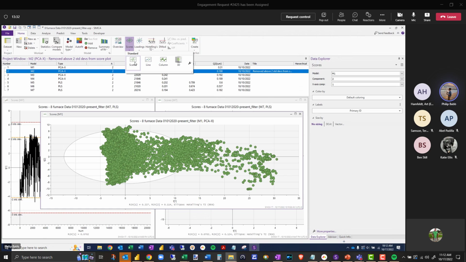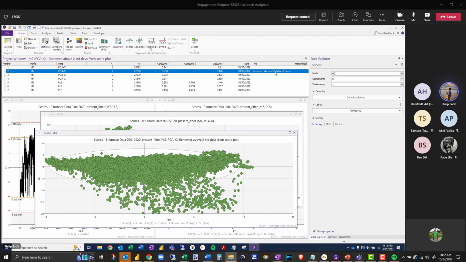So I cleaned up. So yeah, here I said remove 2 standard deviations. So I removed a lot of that noise out there.